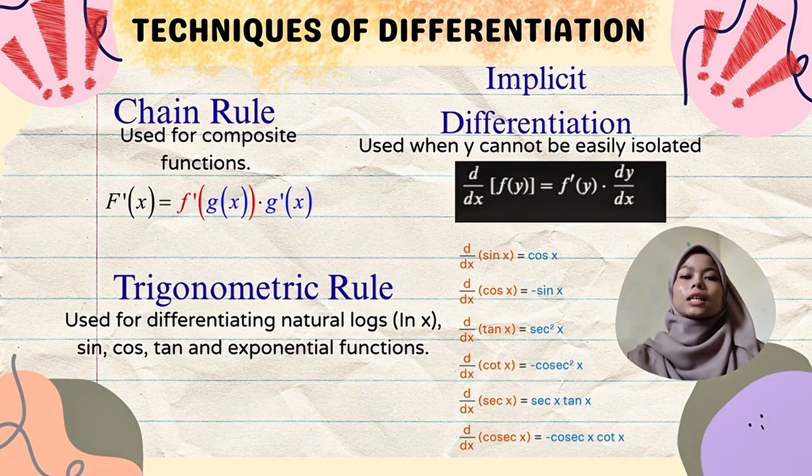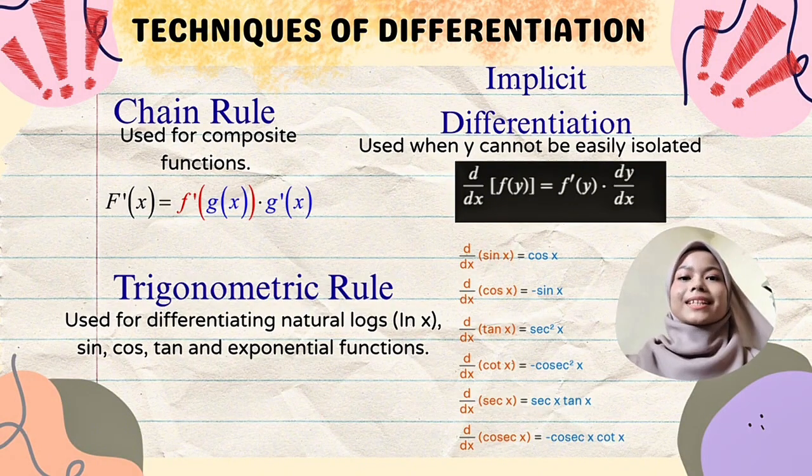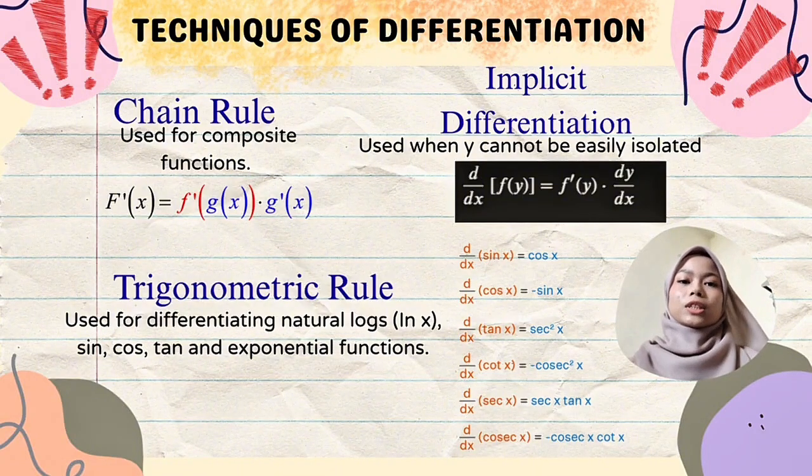Next, the chain rule. It is used for composite functions, which means a function inside another function. This technique requires us to differentiate the outer function first, followed by the inner function. Next, implicit differentiation. It is used when y cannot be easily separated from the equation. We differentiate both sides of the equation with respect to x. When differentiating terms involving y, we must multiply by dy/dx using the chain rule. Last, the trigonometric rule. It is used for differentiating trigonometric functions such as sine, cosine, and tangent, and also logarithmic and exponential functions.